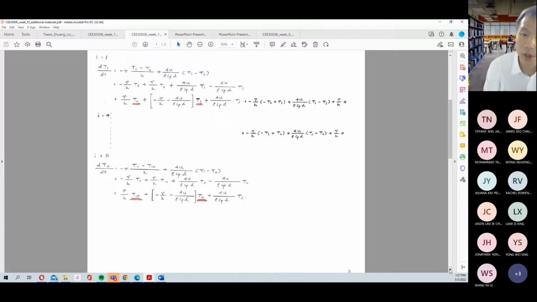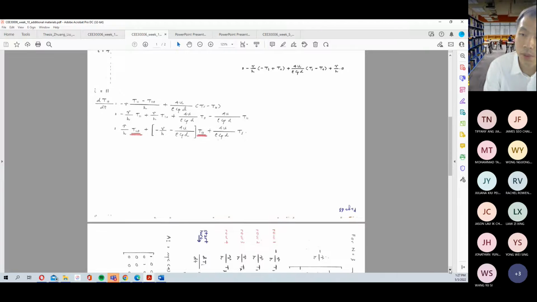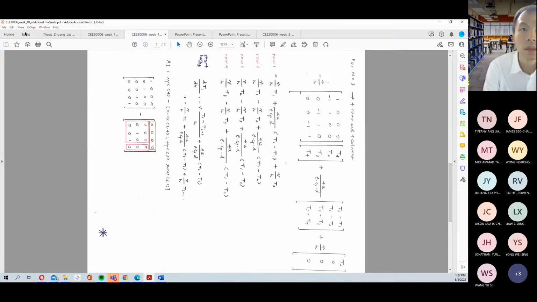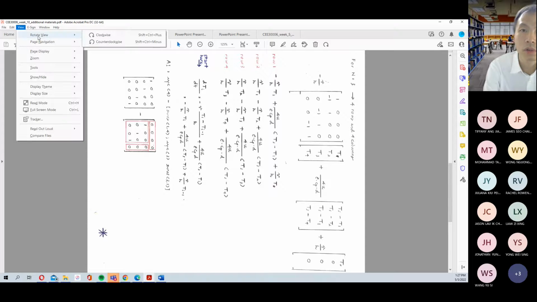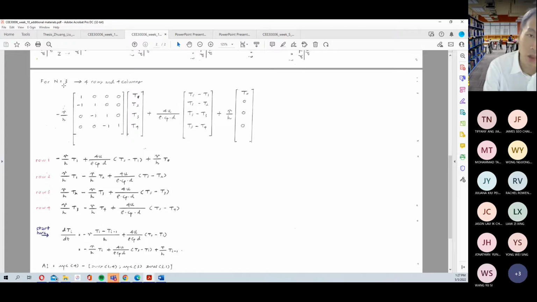If we continue with these derivations, we will know that, let me put it into a rotated view so that it's more clear for you, right? For n equals 3, what you have is essentially this one. For the first grid point, the second grid point, the third grid point, the fourth grid point.